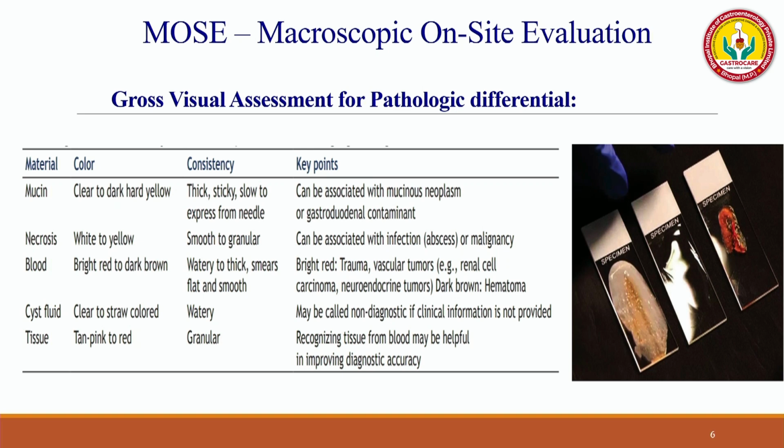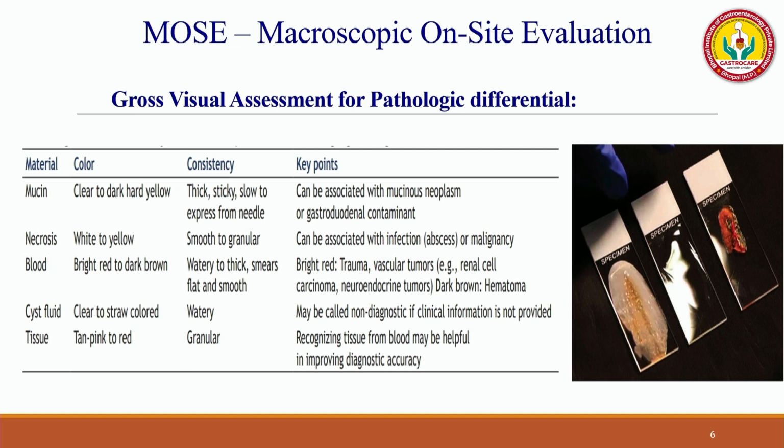And MOSE, that is the macroscopic on-site evaluation. Today morning also when we did a case, we have seen that when you make smears and you have the thin granular material which you can visualize on the smear even without staining, you know that there is some amount of material. And if it is mucoid, it gives you an idea that probably you're dealing with a mucinous neoplasm, or probably it is mucinous contaminants, and this will depend on what type of approach you are going for your EUS, whether it is transduodenal or transgastric. So maybe you have to hit the contaminants.